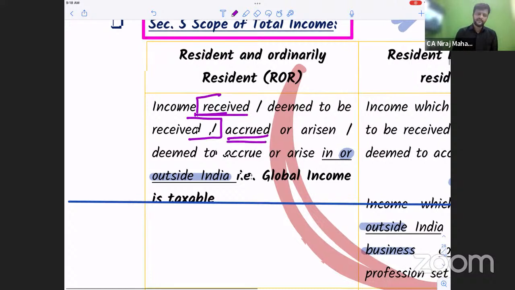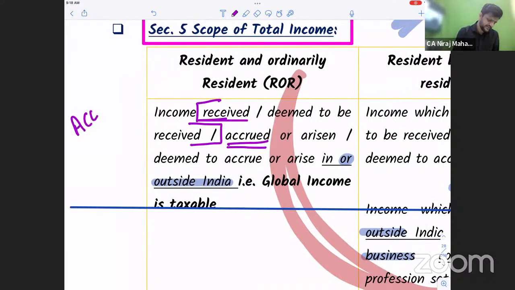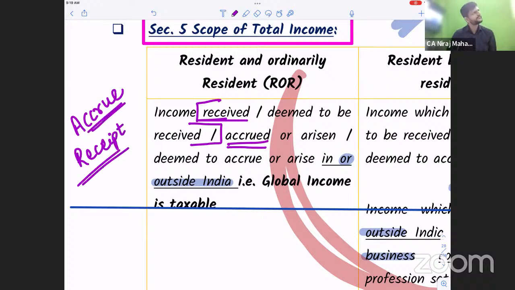Basically two things. Very good. Look at the wordings. Accrue as well as, they're talking about both the things. Accrue also, receipt also. If it is accruing in India, or, they're using the word, received in India. What did we say, bachcho? If it is accrued in India, it is Indian income. Pay attention now. The table which I have written just now, some time back. What did we write? Accrued in India, Indian income. Or received in India, also Indian income.